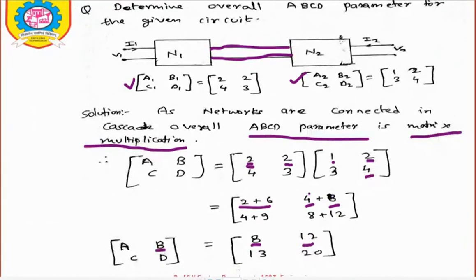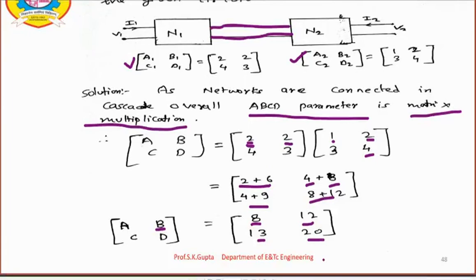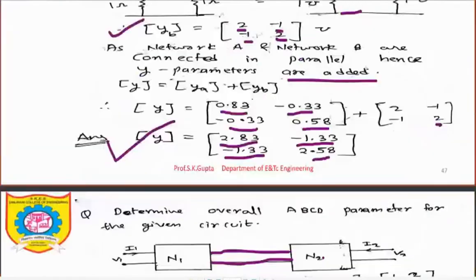Now the third one, second row, first column. So 4 plus 9, that is 13. And here, second row, second column. So 4 into 2, 8, plus 3 into 4, 12. So 8 plus 12, that means 20. So this is how we got the overall ABCD parameter for this cascade connection.